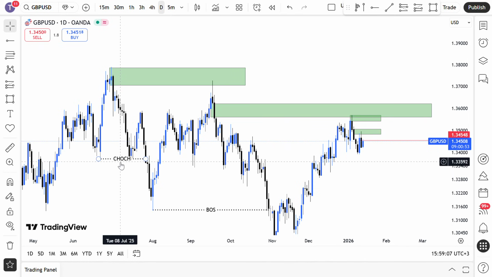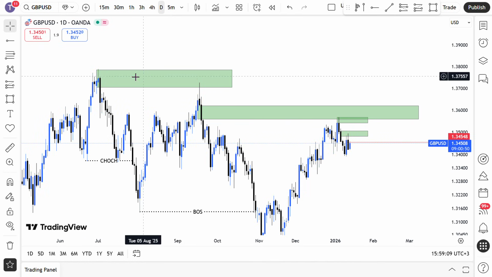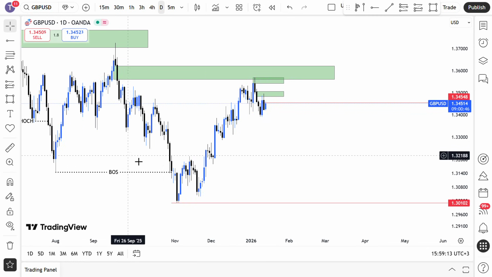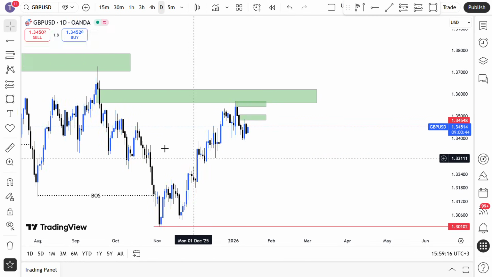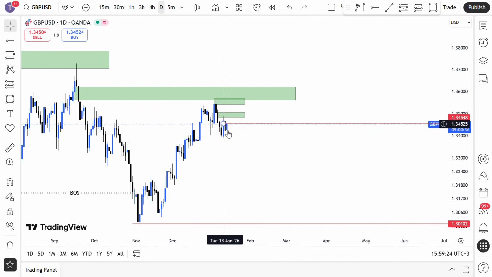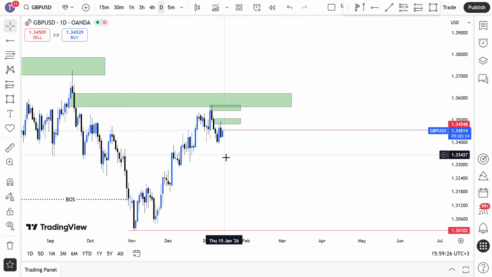Remember, we have the change of character here. Price came into this extreme point of interest. We have a break of structure to the downside, and then the price has come into this external point of interest. So this is the fair value gap that I expected price to react from. And currently, right now, we have that selling momentum to the downside.